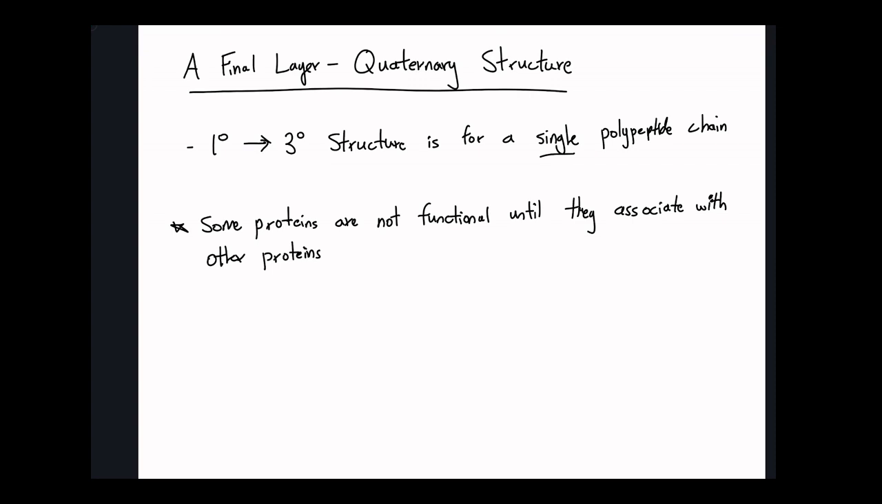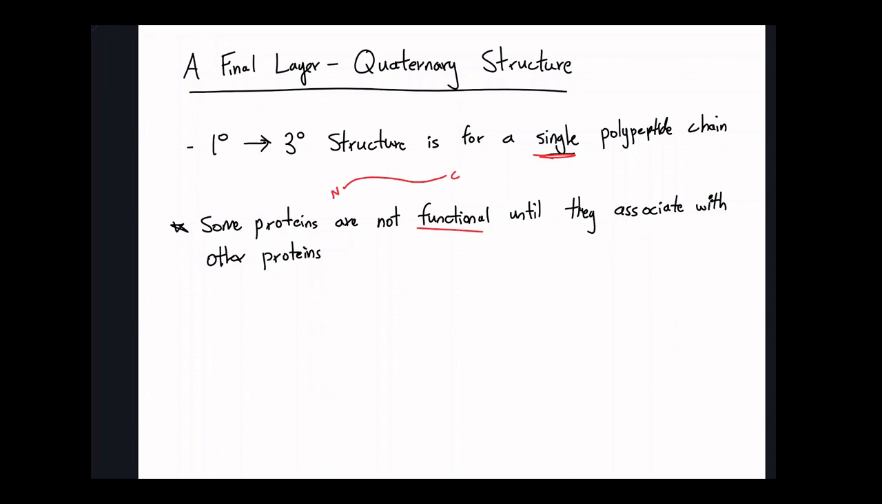Welcome to video 3.9. In this video, I'll introduce quaternary structure as the last kind of structure that involves proteins for now, specifically proteins that have multiple distinct subunits. Up till now, we've talked about primary and tertiary structure, but it's worth noting that this is only for single polypeptide chains, right? A single molecule, a single chemical with an N and C terminus. But some proteins are not functional until they associate with other proteins.